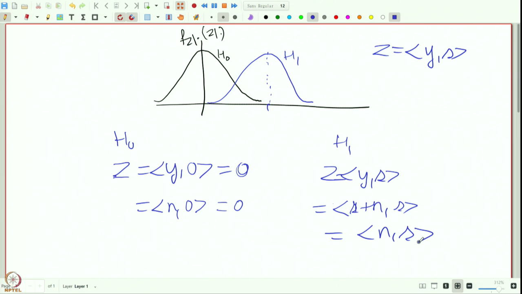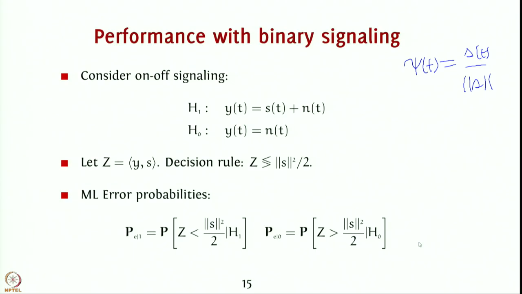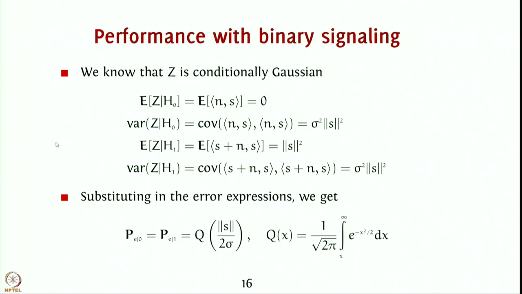That is, if nothing is sent, we measure the noise. If something is sent, we will be measuring S plus N. So now once we go back, we have these two scenarios, and we will find the ML error probabilities by looking at the value of Z. But before that, let's first get some things clear which we have written.